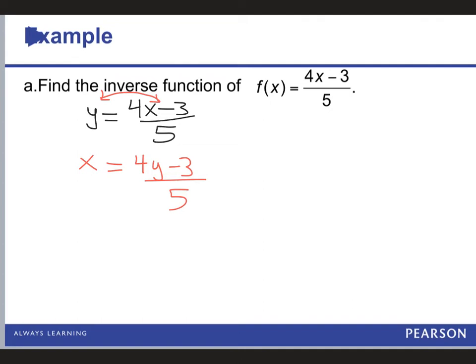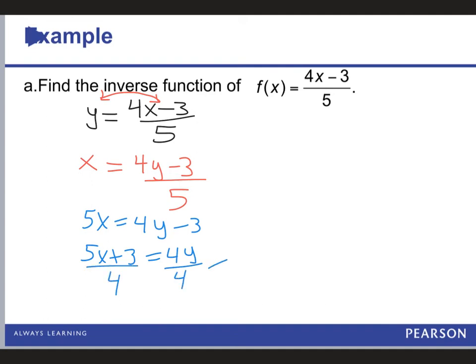So I'm going to multiply both sides by 5. So I have 5x equals 4y minus 3. Then, of course, I'm going to add 3 to both sides. So 5x plus 3 equals 4y. And the last step would be to divide by 4. So I divide by 4. And so my new equation is y equals 5x plus 3 divided by 4.